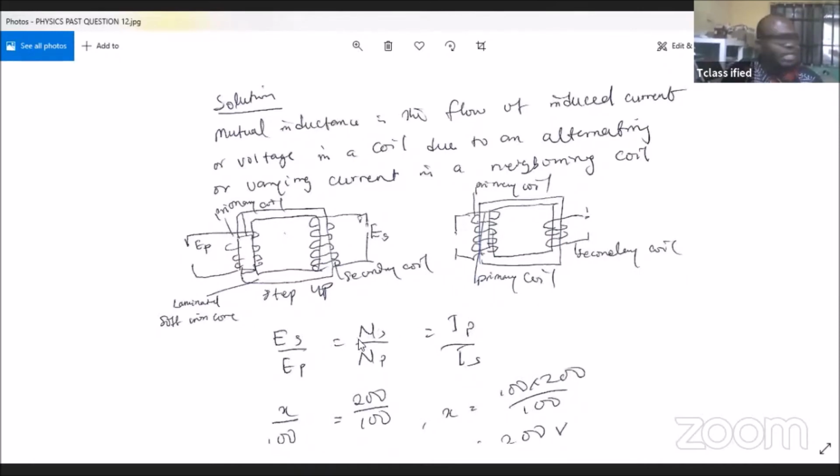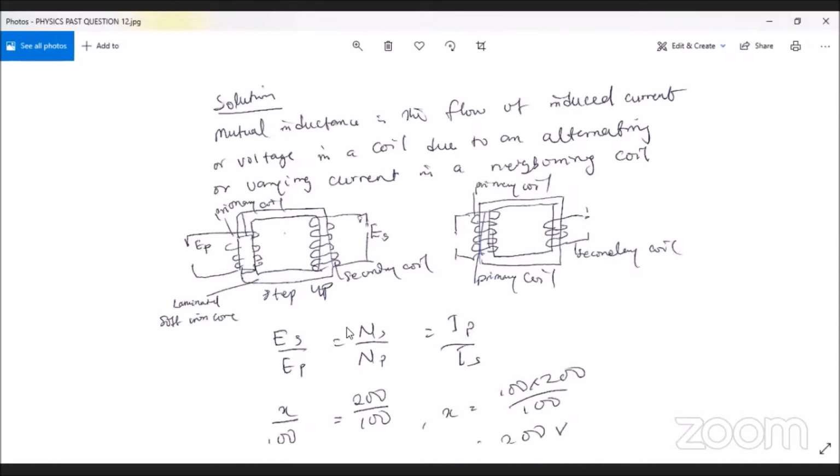The more the coil, here the coil is represented by N, which is the number of turns. And this is the EMF. And it's inversely proportional to the current. So that's why you have to transpose the current here. You have to have the primary on top and the secondary down. But for the two types of coil, their names are step up and step down.